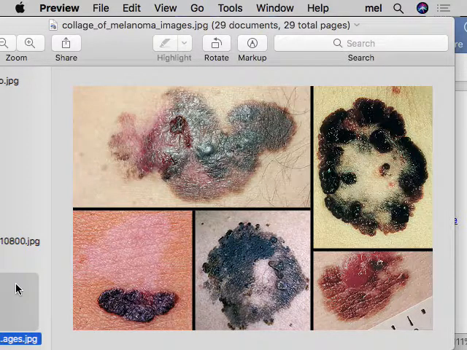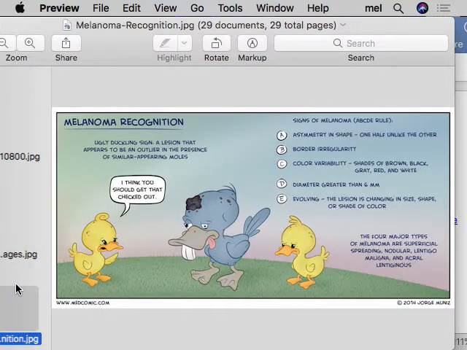Here is what you are looking for with a melanoma: enthusiasm, right? That's not what you're looking for with melanoma. You are looking for the signs of melanoma recognition. First of all, the ugly duckling sign: is it really weird looking and you're embarrassed about it? You might want to get it checked. But then there are the better ones, which are melanomas tend to be asymmetrical in shape. One side is different than the other.